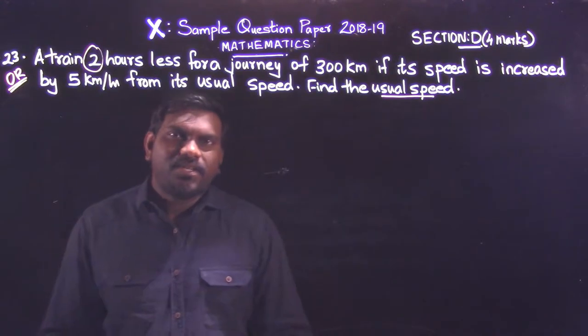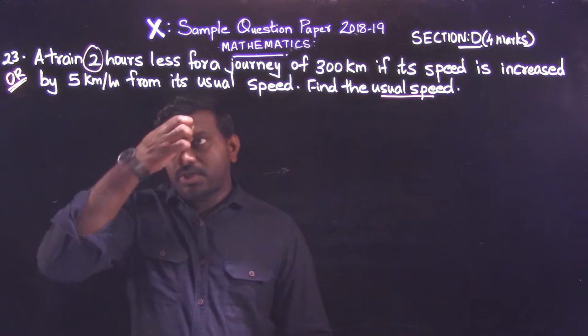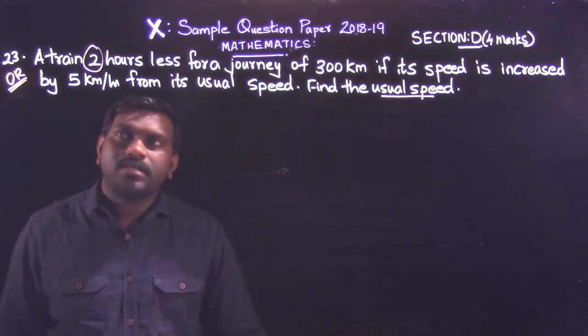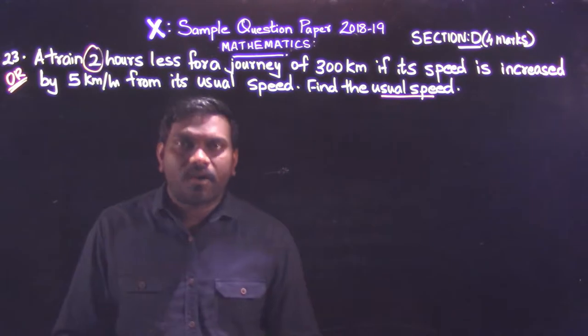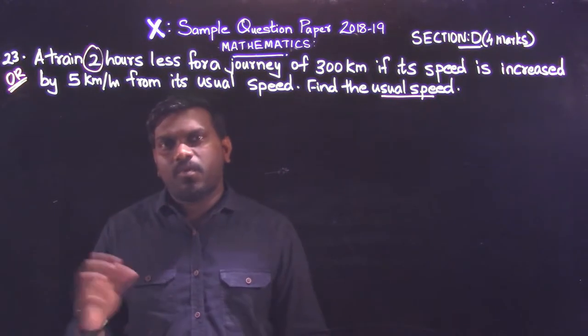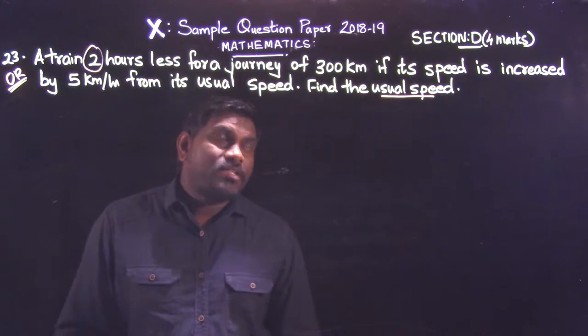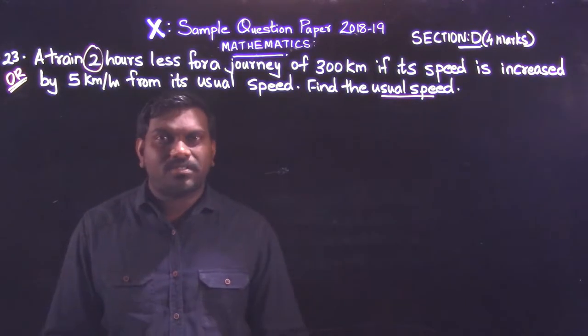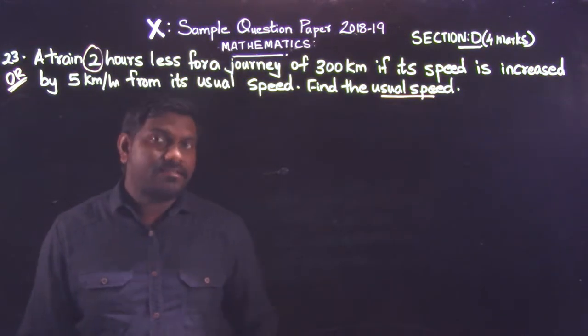Hello students, today we are going to discuss section D, which carries 4 marks each. In this section, you will see 8 questions. 3 questions are optional, so if you don't know one question, you can opt for the other one. As it's a 4 mark question and you have 8 questions, 8 into 4 is 32 marks, so that is pretty handy.